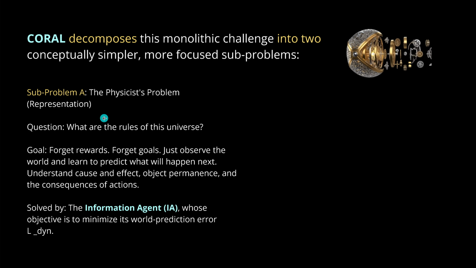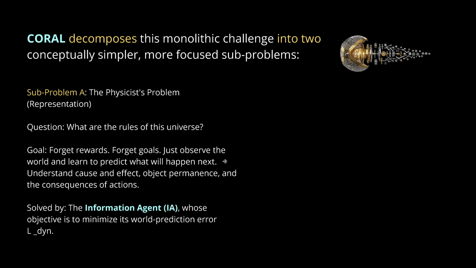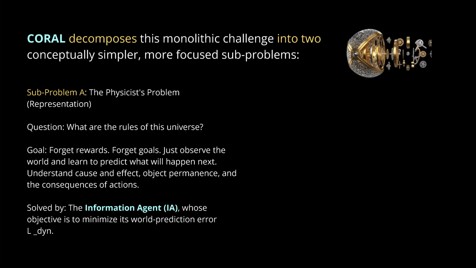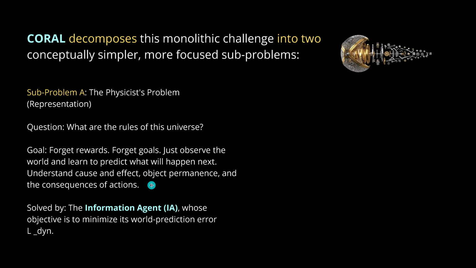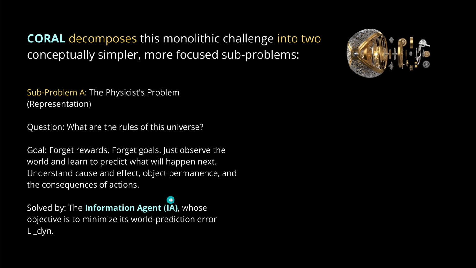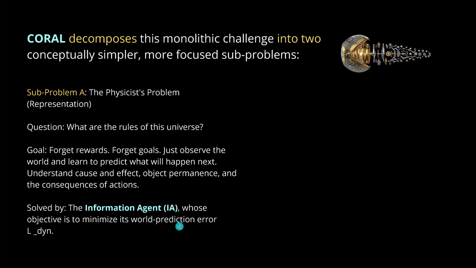And the system says, hey, forget about rewards, forget about goals. I just observe this world, this room, and I learn to predict what will happen next. I sit there for weeks and months and years and I record everything. I have a complete understanding of the temporal dynamics, how objects interact, everything. Cause and effect, I can deduce everything, all consequences of all actions I observed. And I can tell you what will happen in the future. I can predict the effect. This is the information agent. Its objective is to minimize its world prediction error, the loss function here.